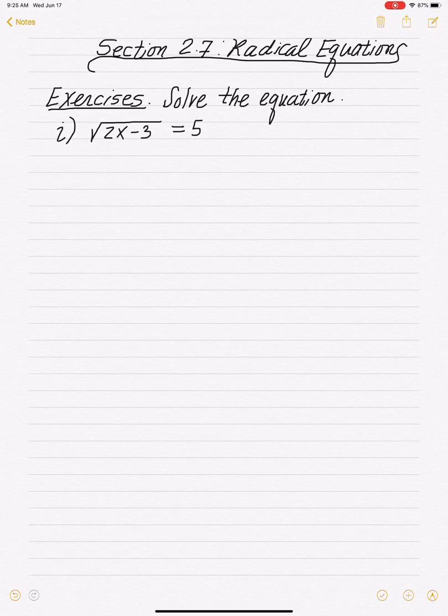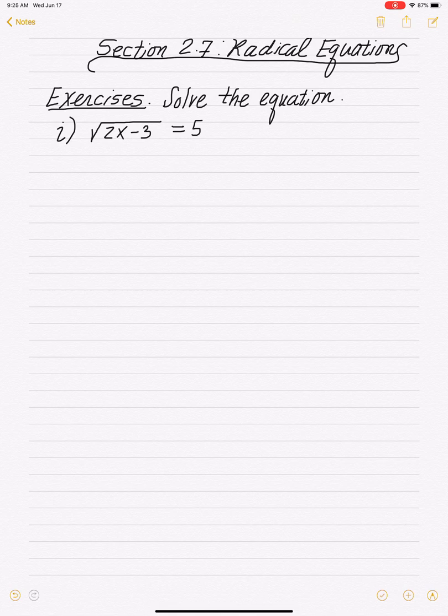Ladies and gentlemen, we are going to be looking at section 2.7, radical equations. A radical equation is just an equation that has a radical, a square root, in it. We're going to jump straight to a first problem: solve the equation. Here we have the square root of 2x minus 3 equals 5.